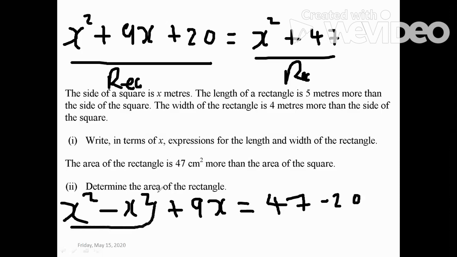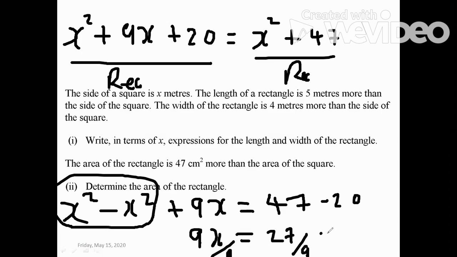So what you notice, x squared subtract x squared will give us 0. So 9x is equal to 20 subtract 47, which is negative 27. Divide everything by 9. x is equal to negative 3. All right, so x is actually equal to negative 3. So once you find the value of x, the question says determine the area of the rectangle.